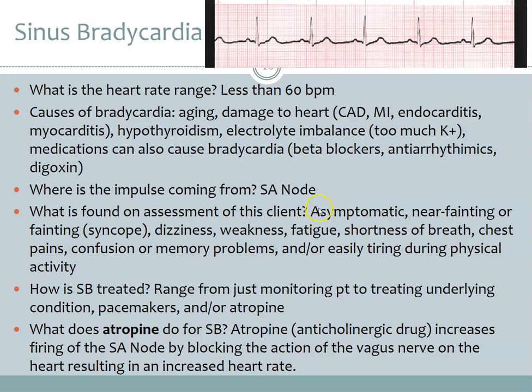We need to keep a close eye on patients taking any of these medications, right? We know the impulse again is coming from the SA node, the natural pacemaker of the heart. So your patient may be anywhere from asymptomatic. Remember in class I talked about how my mom's heart rate is naturally less than 60 beats per minute. It's normal for her. So again, finding out what the patient's baseline is, that's always important to know.